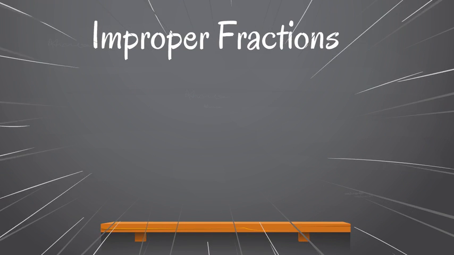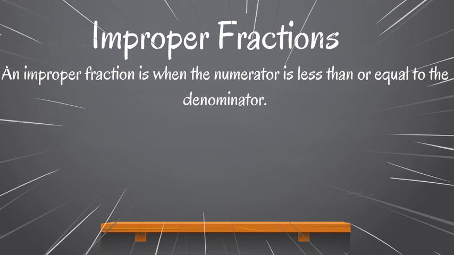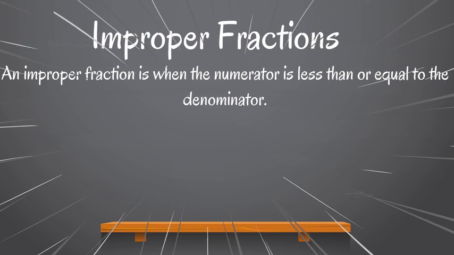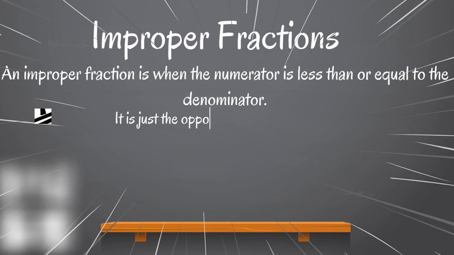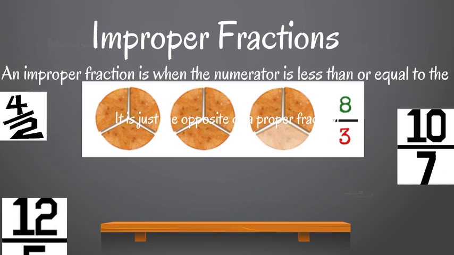An improper fraction, on the other hand, is the complete opposite. An improper fraction is when the numerator is greater than or equal to the denominator. It's just the opposite of a proper fraction. Now it's your turn to list some.